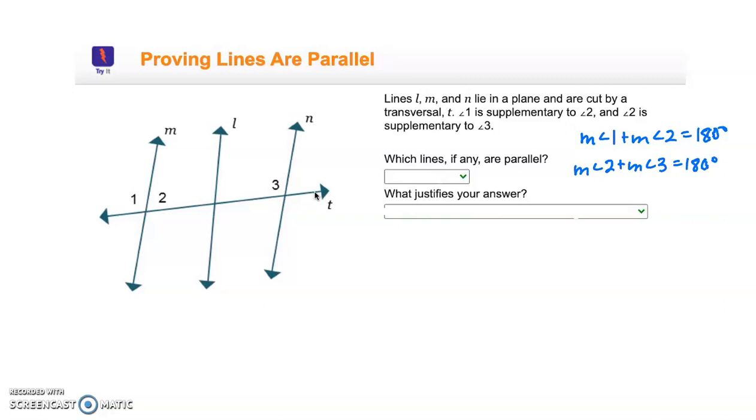Now there's more than one way to do this, but the way we're going to look at it is based on this information, and particularly this second piece of information, 2 and 3 equal to 180. What do we know about 2 and 3? If we ignore L for a second, because there are no angles we have associated with L, then we just look at 2 and 3. What do you notice about 2 and 3 in relation to M, N, and the transversal?